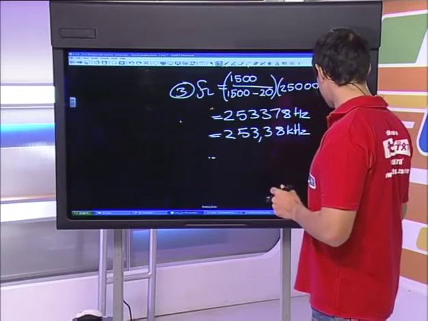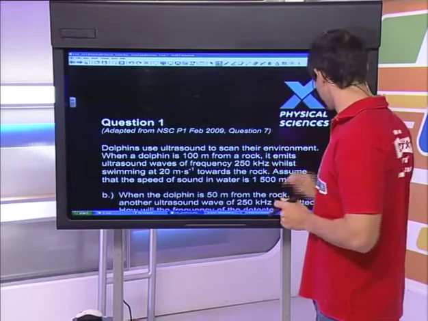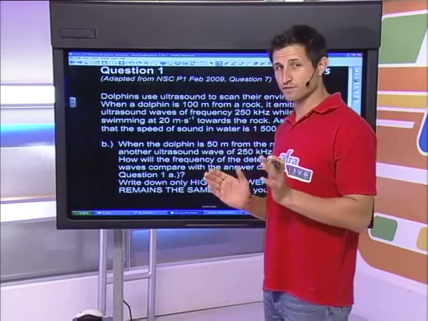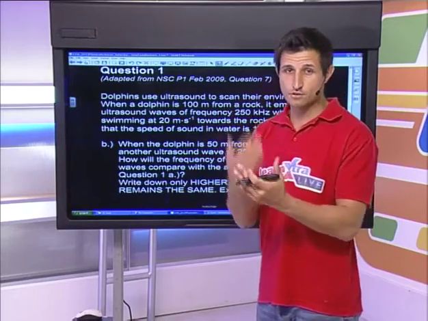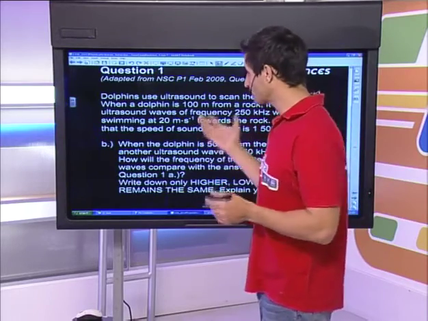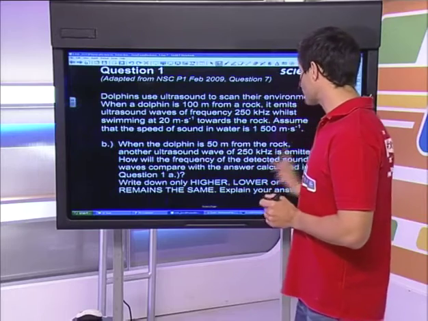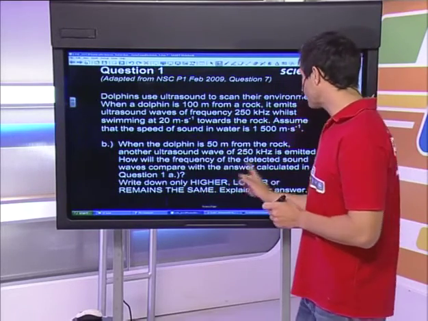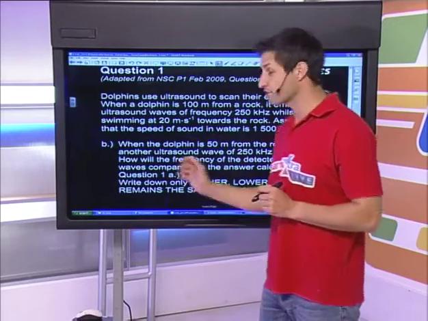Fantastic. Okay, right. Well, now this question has got a couple of pieces. And this next one I particularly like. What we're going to do now is we're going to see what happens if this dolphin approaches the rock. Now remember, it was at 100 meters, gave out the 250 kilohertz, and now it's moved onwards. Now it's a little bit closer. Now it says when the dolphin is 50 meters from the rock, another ultrasound wave of 250 kilohertz is emitted. How will the frequency of the detected sound waves compare with the answer calculated in the first question?